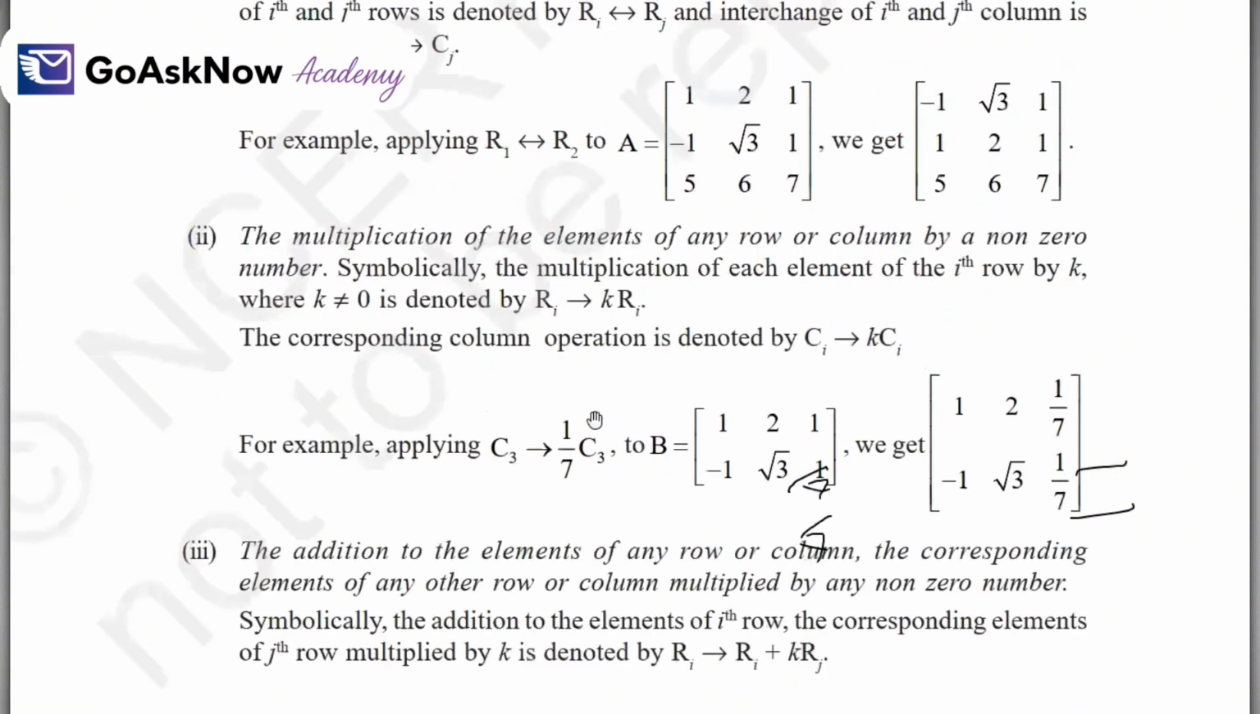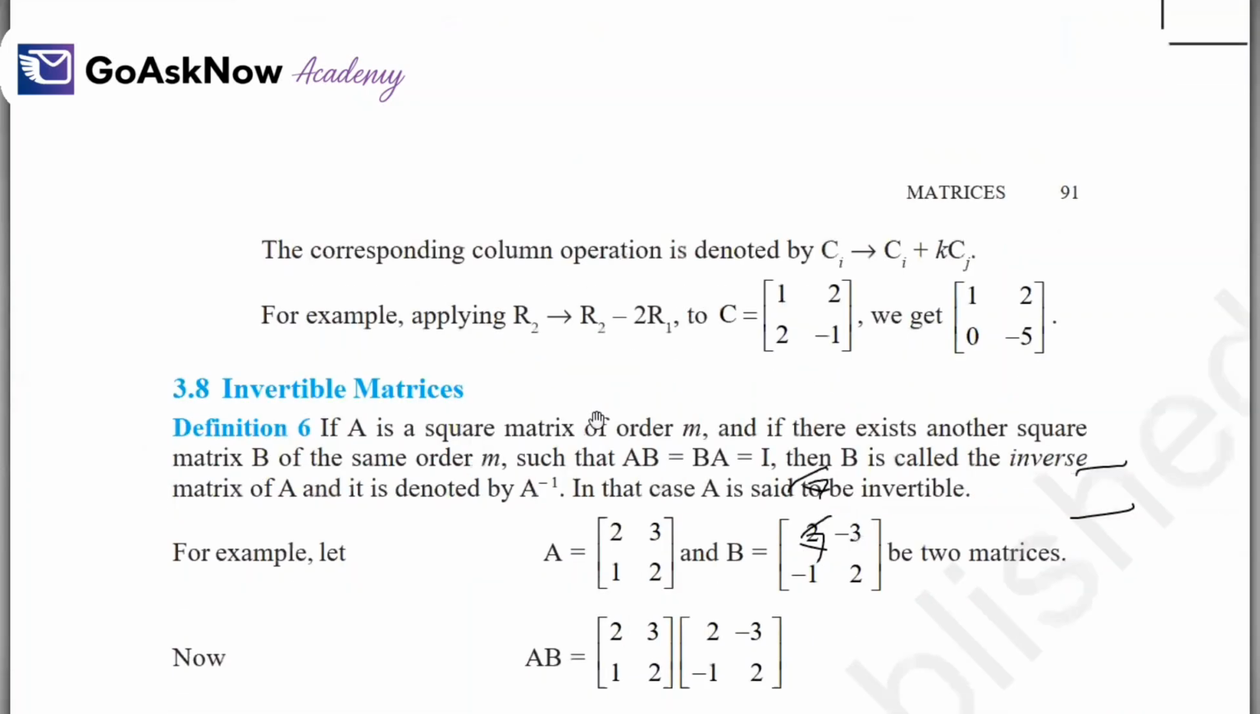Okay. So what you can do is, if you have your column ci, then it can be changed into ci + kcj. For example, here we will apply R2 = R2 - 2R1. If you see the matrix 1, 2, 2, -1, then we can change the second row of this into what? Row 2 minus 2R1. Means we have here taken the difference of row 2 with 2 times row 1.